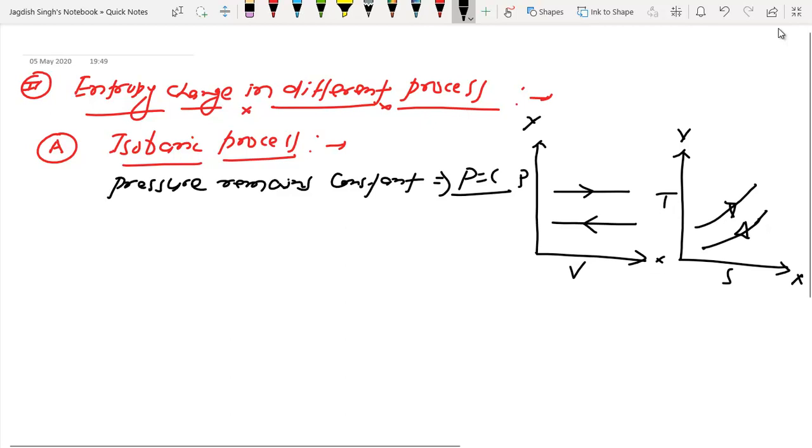We have already explained in work. Let us suppose these are the two processes, 1 and 2. Process 1 is explained on this PV plot, and the same process is explained on this TS plot, right? And as we have explained in brief in work, in this process, heat is added. Why? You know that.